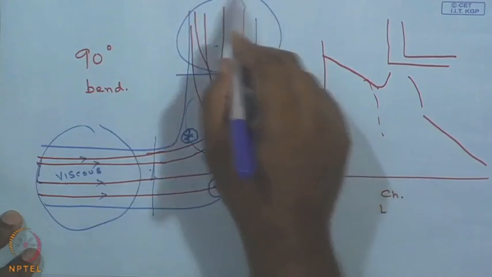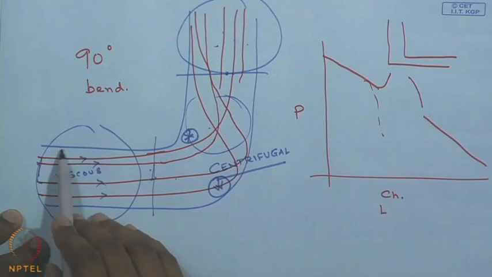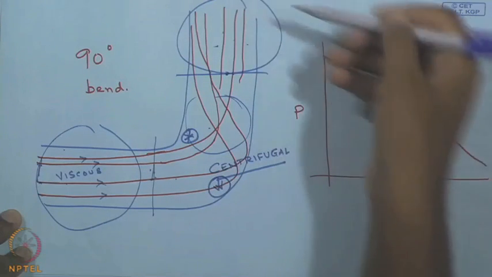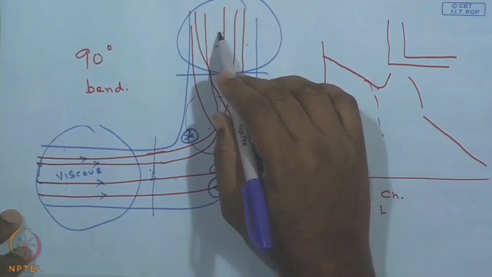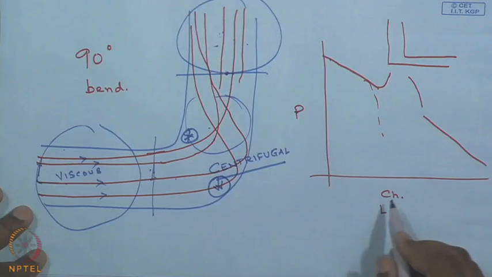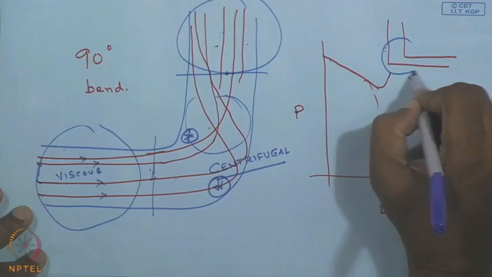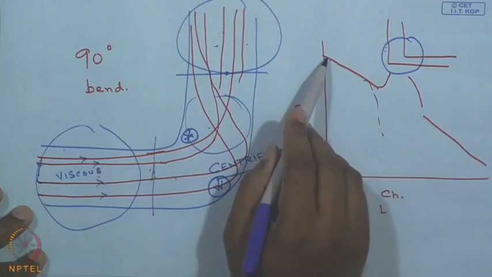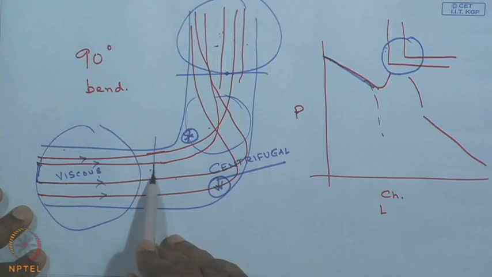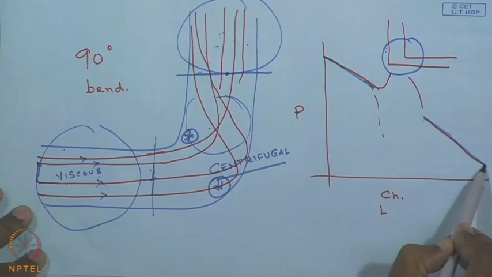So these two pressure differences will behave in a similar fashion, and the pressure gradient one can expect from this point to this point and beyond this region will be a straight line, linear in nature. What we have shown here is the plot of pressure against channel length, and if we think of this as the 90-degree bend, then the pressure will fall linearly up to the beginning of the bend, and beyond this the pressure will again fall linearly.